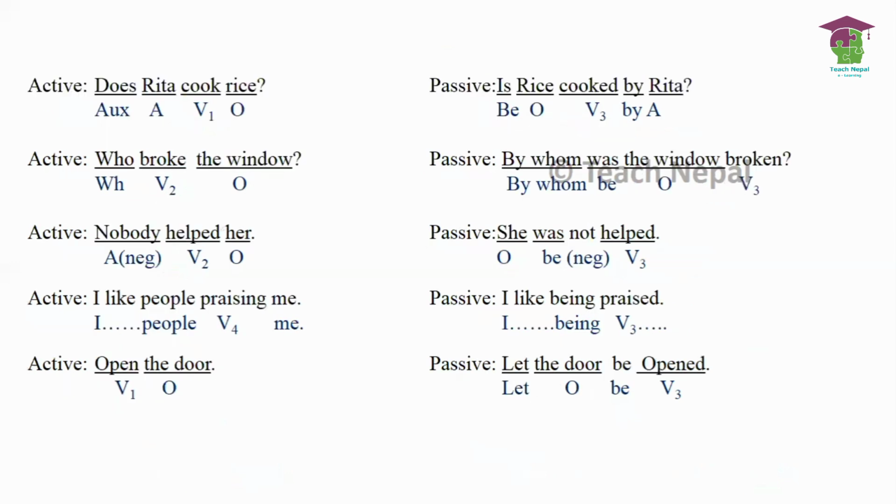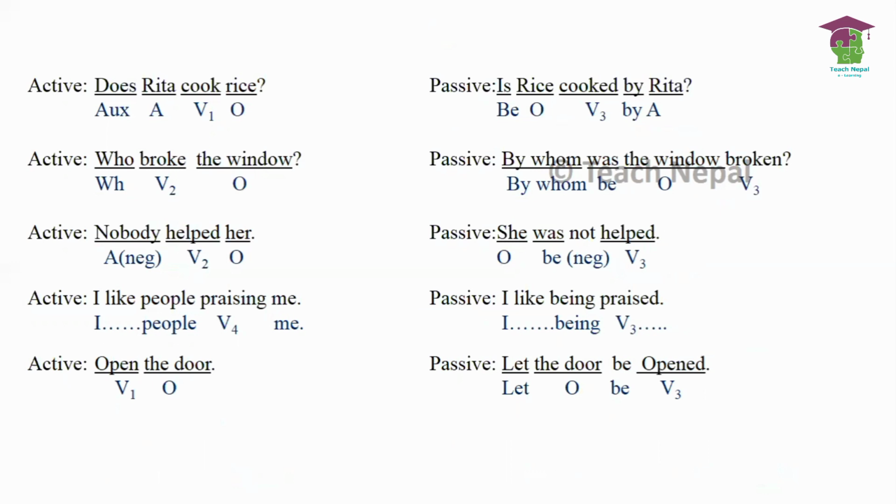All right, so does Rita cook rice? So is rice cooked by Rita, right? So these are the structures there. And in case of a question starting with who, like "who broke the window," there are two possible answers: "by whom was the window broken," or "who was the window broken by." Okay, these two kinds of answers can be written there.